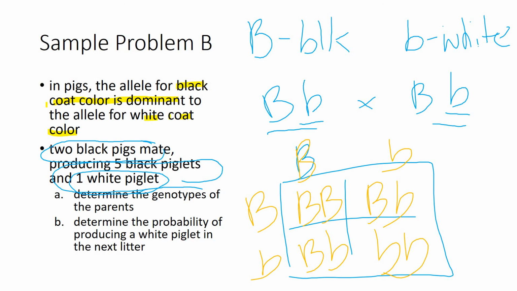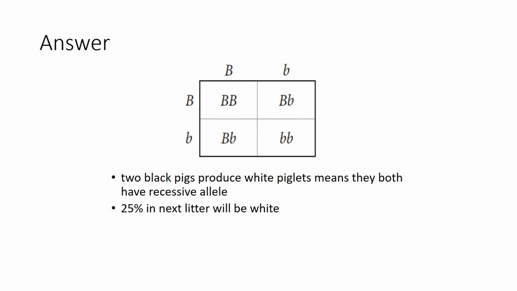So here are your results. I actually have an answer slide again for this. Here are results. We have 2 black pigs. They're going to produce white piglets. So that means they both have recessive alleles. That means they both have to be heterozygous. Okay. And it's asking us the next litter. What are the chances that's going to be white?